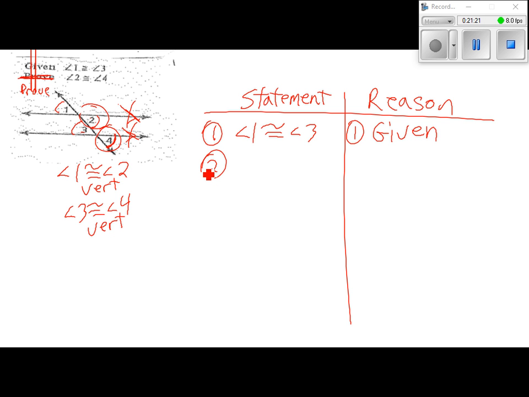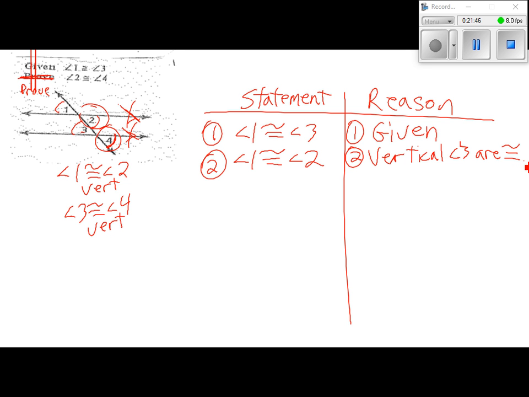What did we say next? 1 and 2 are congruent because they're vertical. Angle 1 is congruent to angle 2. So do I just write "because vertical"? No, don't you write "vertical angles are congruent"? Vertical angles are congruent.